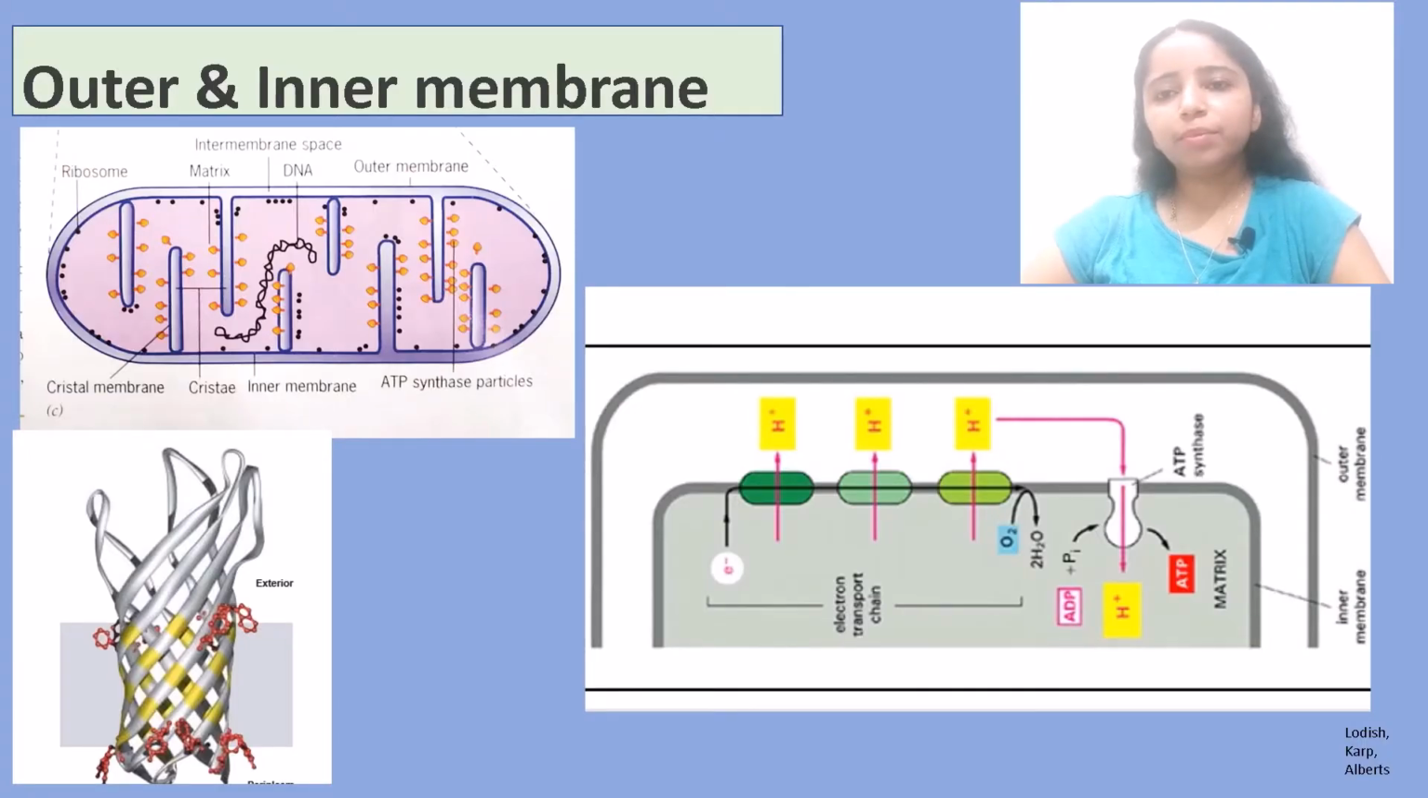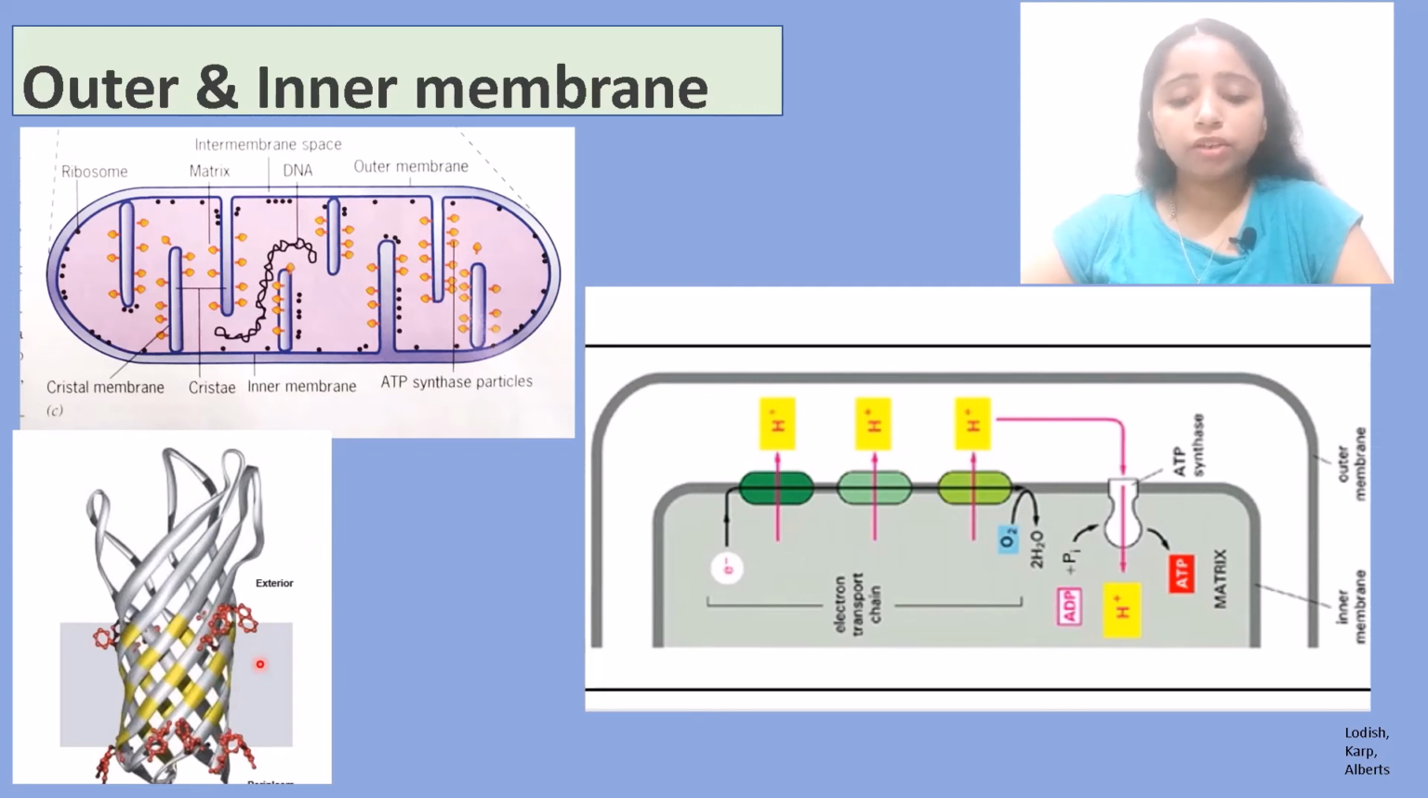Now let's discuss some important points about the outer and inner membrane of mitochondria. These two membranes of mitochondria are structurally and functionally different from each other. The outer membrane of mitochondria is smooth and contains transmembrane channel proteins which are called porins. So these are porins. Ions and most small molecules of up to 5000 Daltons can readily pass through these porins. Because of these porins, the outer membrane is more permeable than the inner membrane of mitochondria.